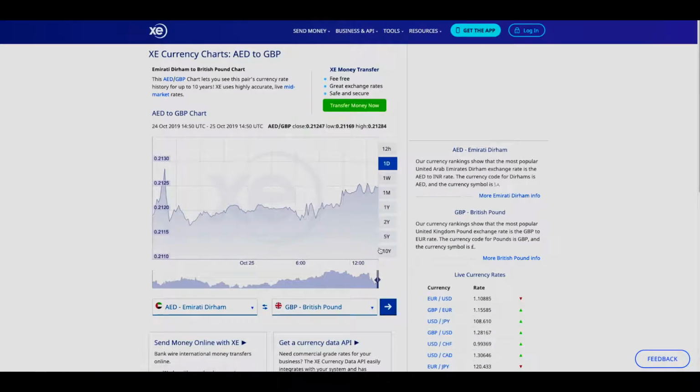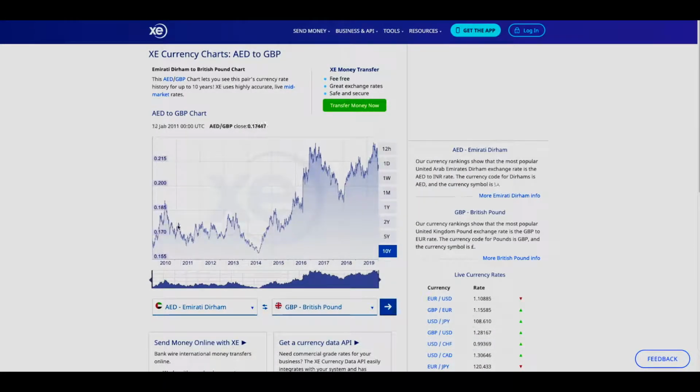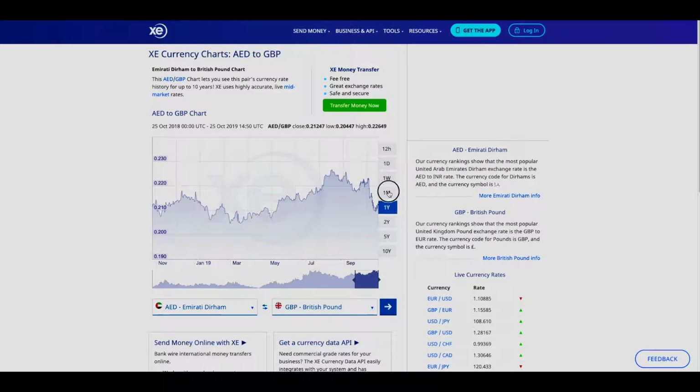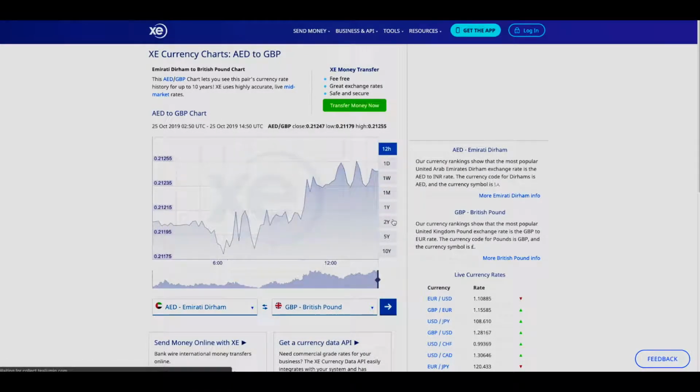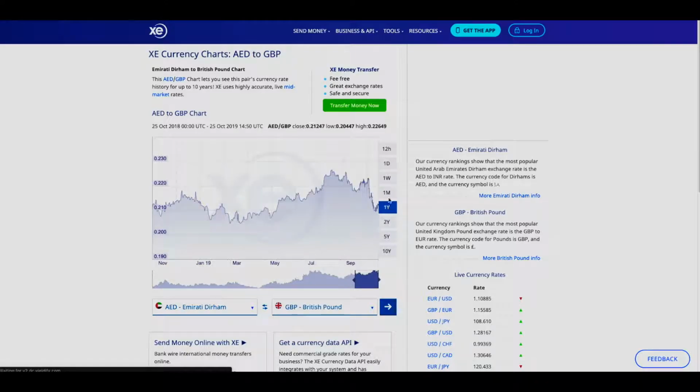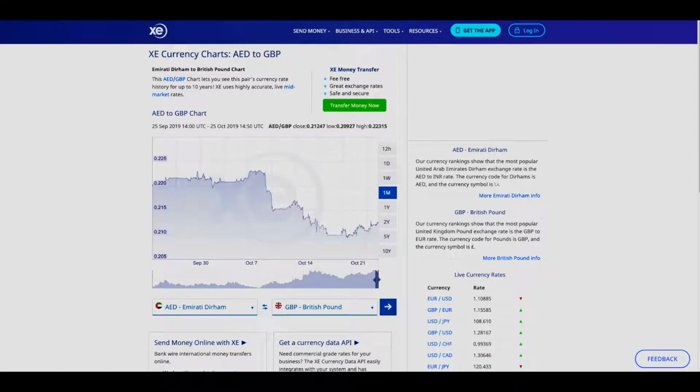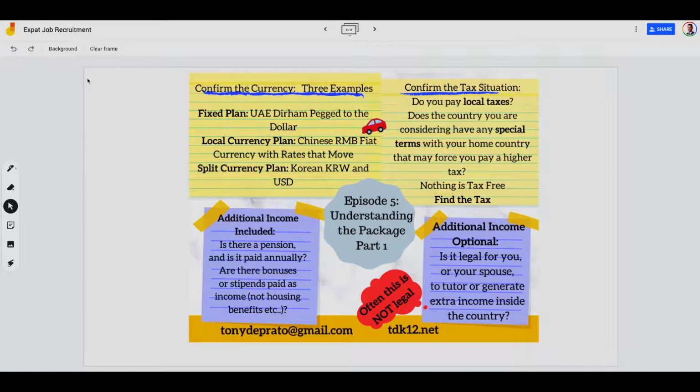And you can see against the British pound, there's been a lot of volatility. There's points where if you were working in the UAE and you were British, you were making more money when you converted to the British pound than you were at other points. And that's what's important. You really need to look at this overall range and see if the currency is stable against your home currency.